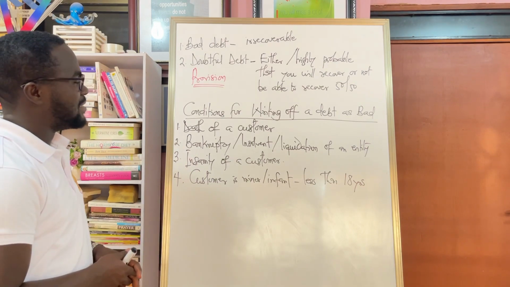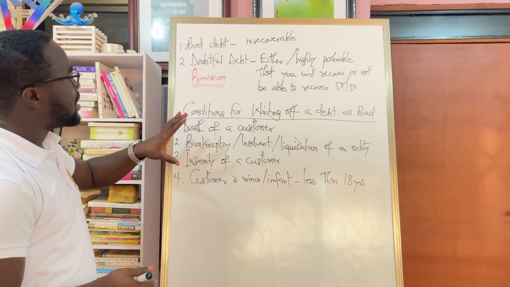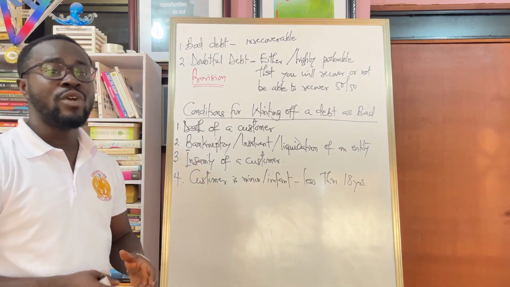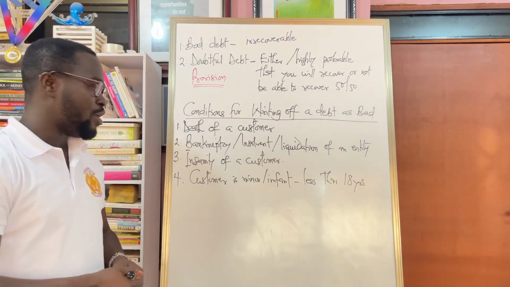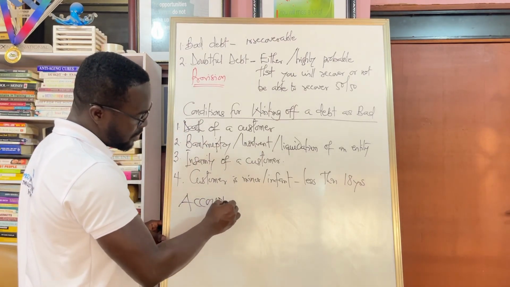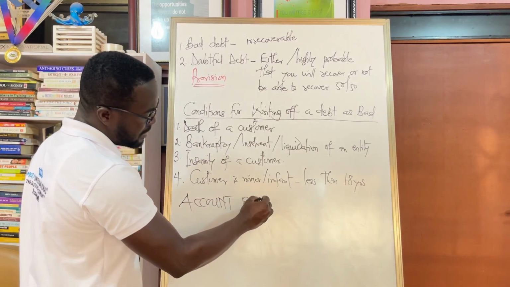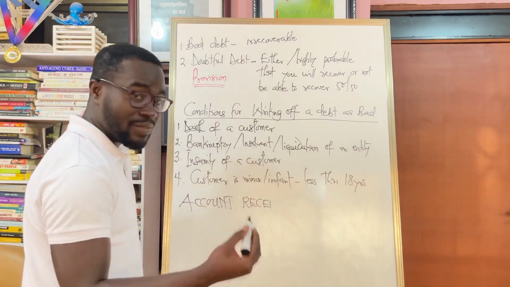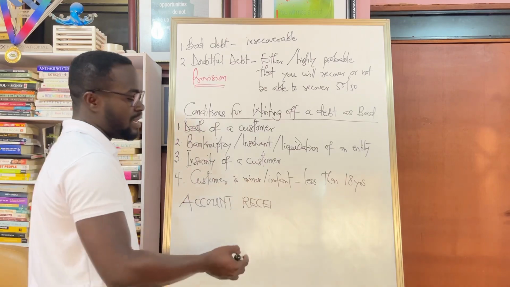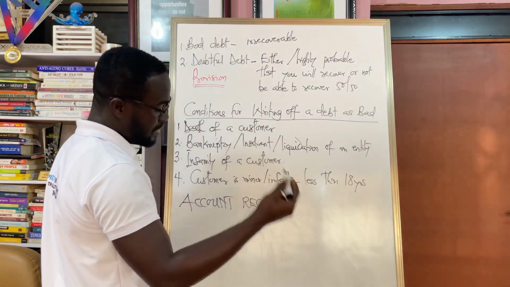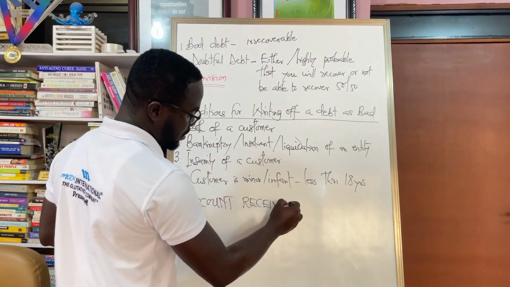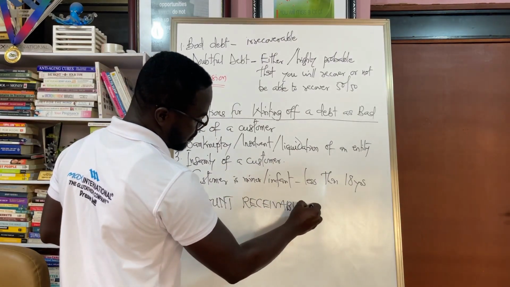So that is it. It's very, very important for you to understand that before we will know how much to write off as bad, we must know the real value of account receivables. Account receivables are people that we sold to, or we rendered service to, but they were not in the position to pay us. So account receivables.